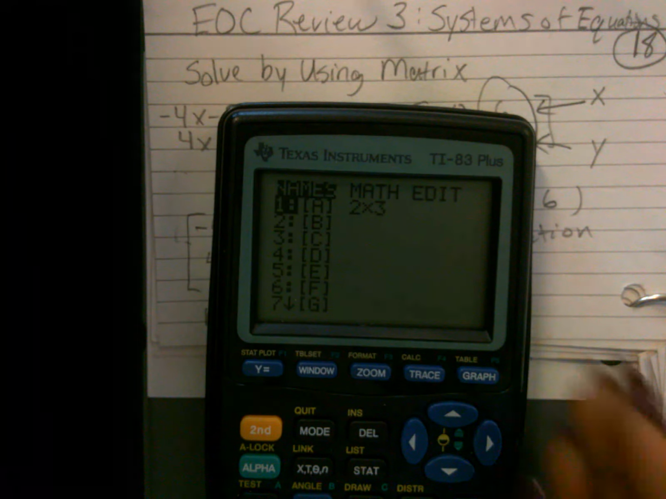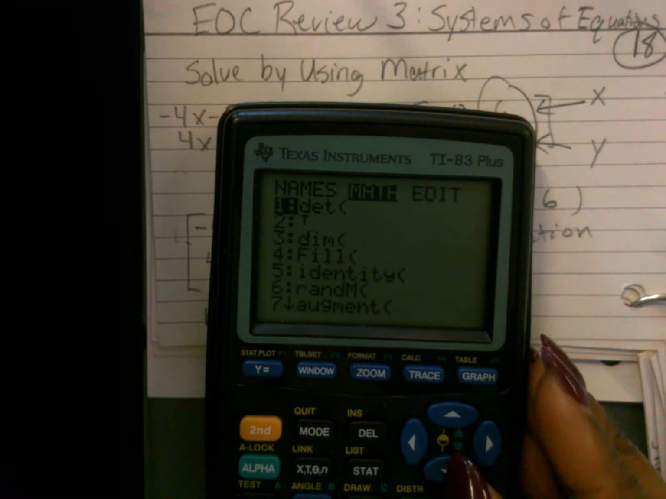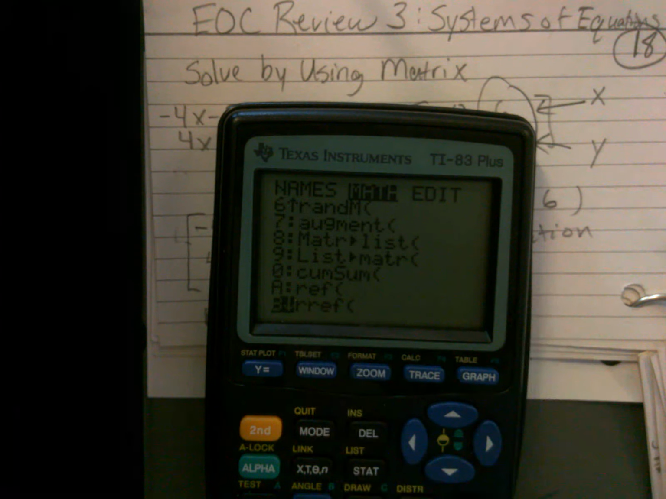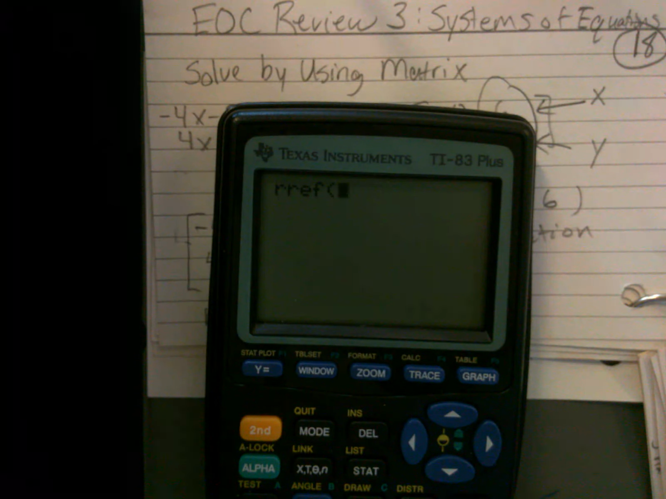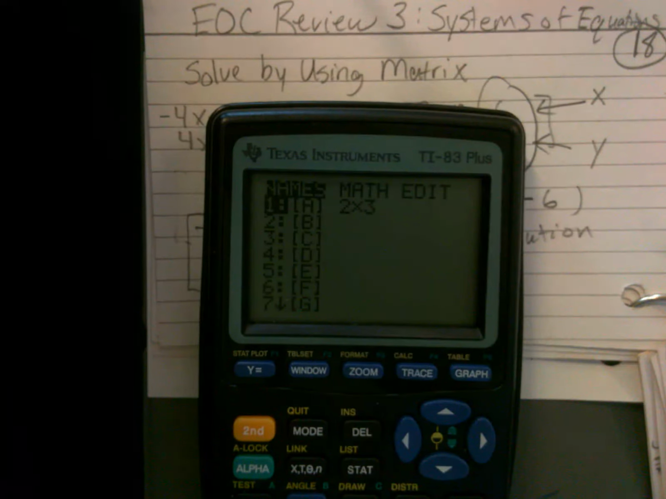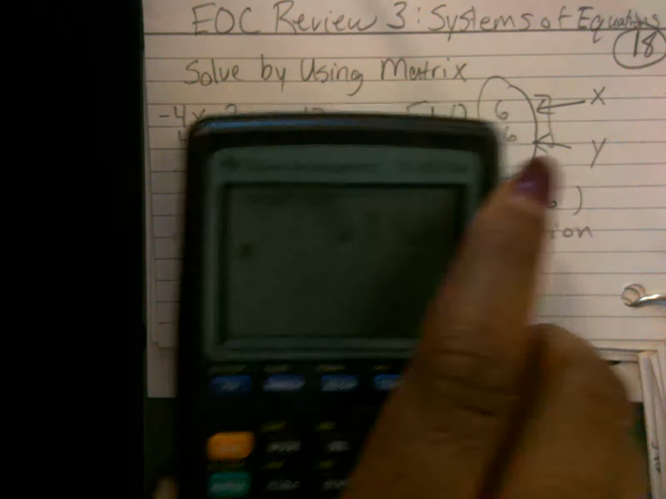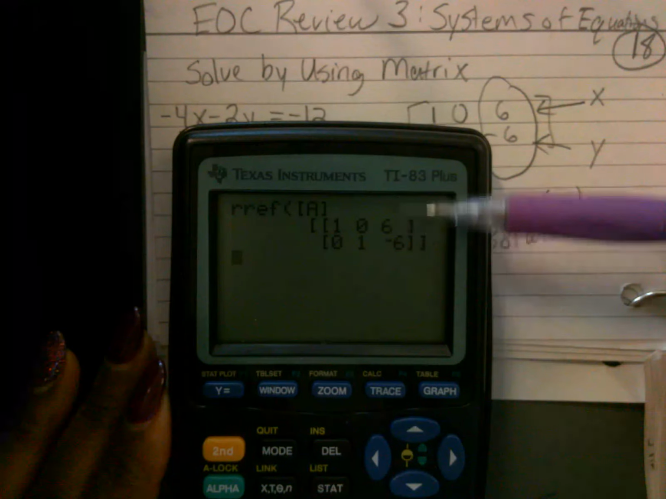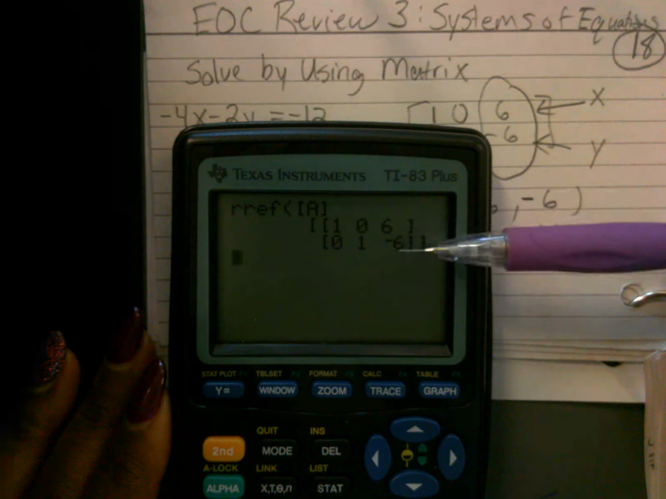Does anybody remember what we're looking for after we get to math? RREF. Right here. Now we need to tell the calculator to perform calculations on the matrix that we just made. So press second matrix. And this is the one that we made. So press enter. And enter once more. That's our answer. The X value is going to be in the last column, the top is X, the bottom is Y.